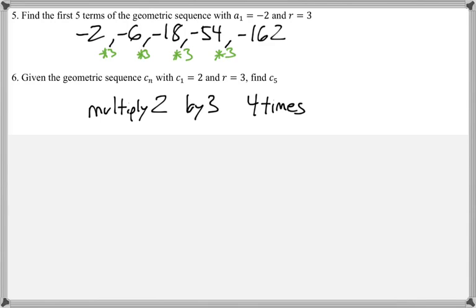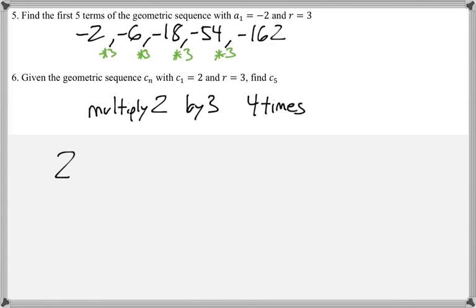So it's very easy to mess this up and to multiply by it 5 times, but if you look back at the previous problem, we only needed to multiply the first term by 3 4 times to get to the fifth term. So it's always one less.